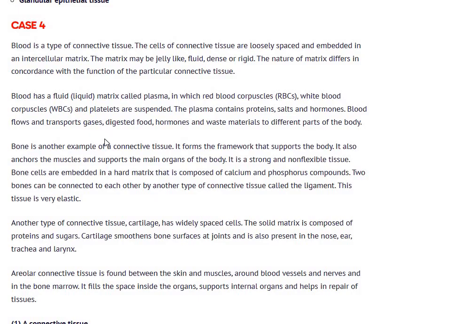of the body. Bone is another type of connective tissue. It forms the framework that supports the body. It also anchors the muscles and supports the main organs of the body. It is strong and non-flexible tissue. Bone cells are embedded in a hard matrix that is composed of calcium and phosphorus compounds. Two bones can be connected to each other by another type of connective tissue called ligaments. This tissue is very elastic.